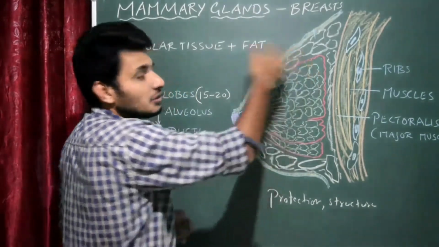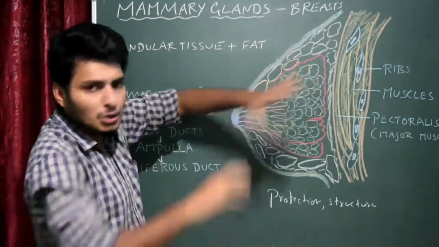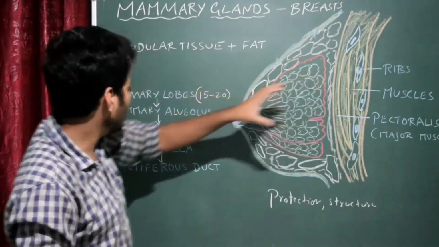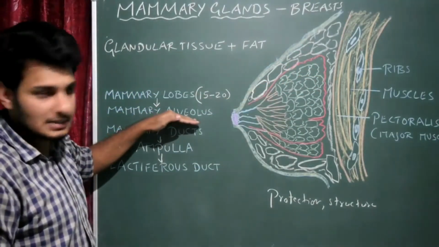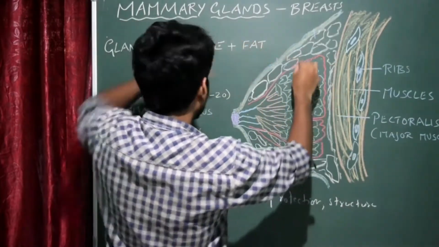These things are actually nothing but cells. That means it contains millions of cells. These cells altogether, we can call it a mammary alveolus. Okay, so this is the mammary alveolus. So what is this? The red color lobes are called the mammary lobes.